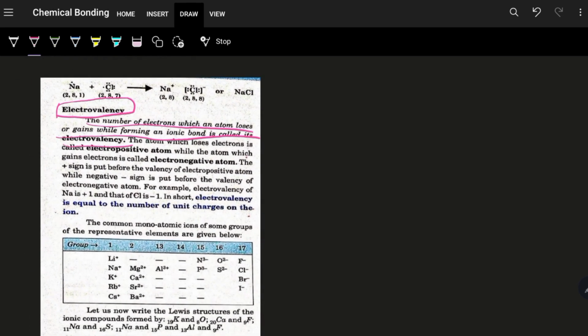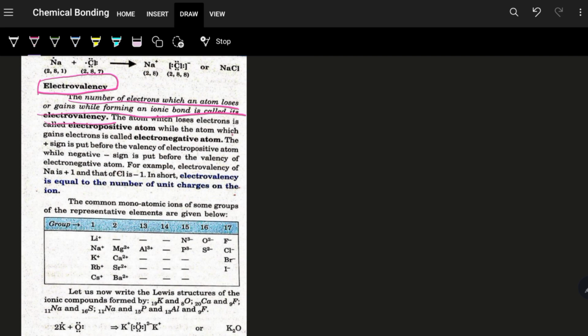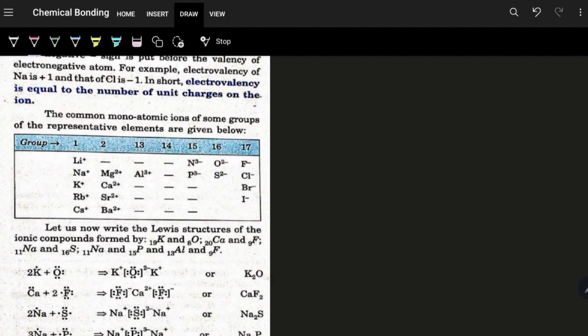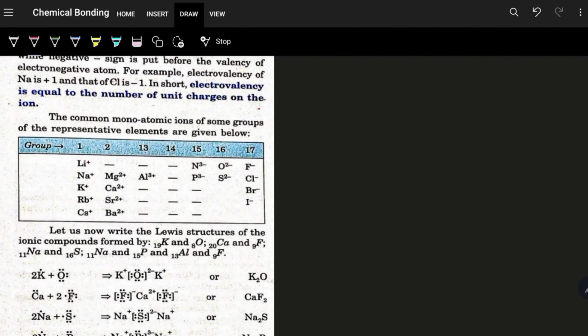Now, to form a positive ion, that is a cation, there will be loss of electrons, and to form an anion, there will be gain of electrons. That is what is being shown. Like, electrovalency of sodium is +1 because it can lose 1 electron. Electrovalency of chlorine is -1, it can gain 1 electron. Electrovalency of calcium and magnesium will be +2, and electrovalency of oxygen may be -2, likewise.